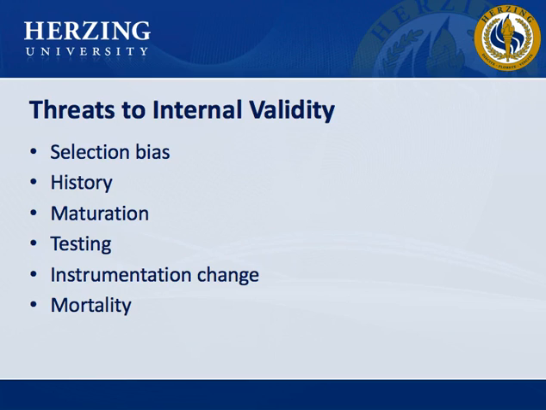The mortality threat occurs when attrition rate differs between study groups. And while this threat cannot be controlled by any research design, establishing a strong researcher-participant relationship helps participants recognize the importance of their continued involvement.